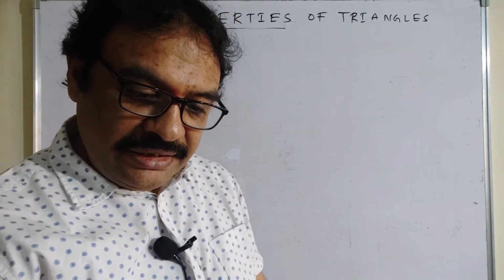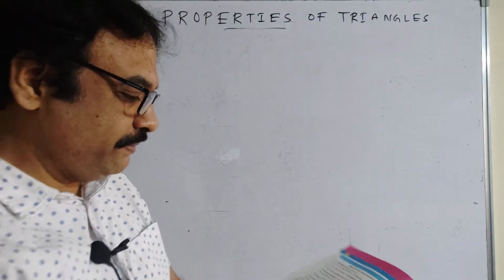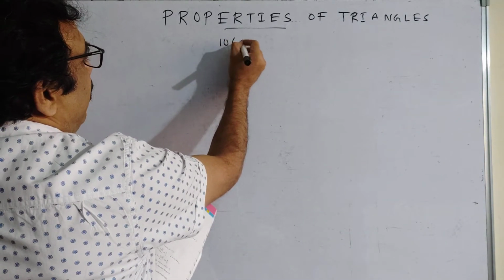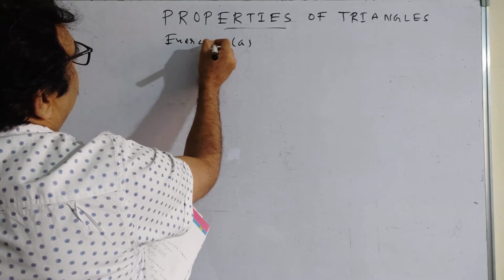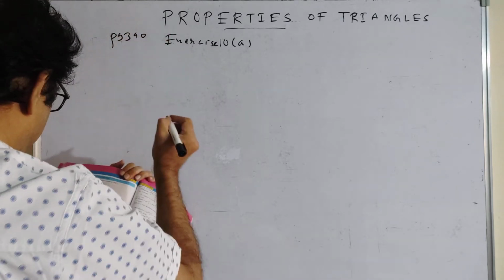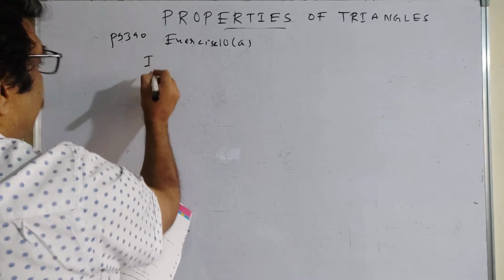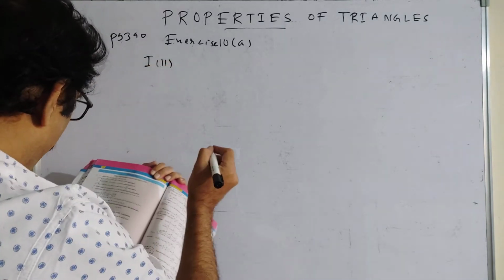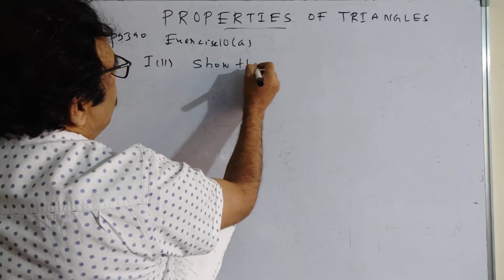In exercise 10A, Roman number 1, problem number 11. Now I'm going to write, this is nothing but 10A. This is exercise 10A, and here we are going with page number 390, and this is going to be example Roman number 1, and this is going to be problem number 11. In 11, what is given? Show that.